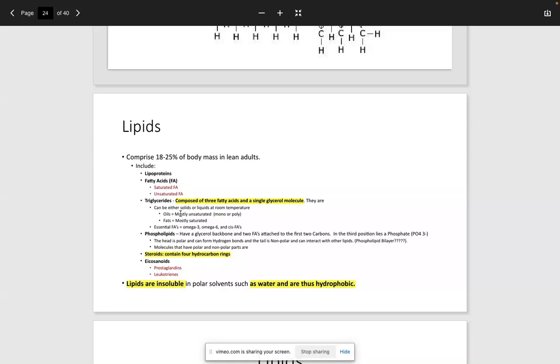Triglycerides can exist as oils or fats. Fats are going to be mostly saturated. If you think about cooking lard, it's going to be more solid, whereas the unsaturated fats are going to be more liquid. So whenever you're picking which to cook with, things like olive oil, coconut oil, which are unsaturated, are going to be actually a little bit better for you.